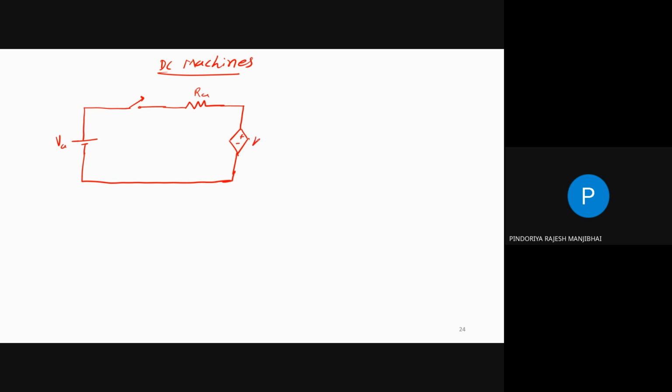So this is the back EMF, so we can say KE into omega. Okay, and this is a simple switch. So this is a simple equivalent circuit of the DC machines. So we can say current I is flowing. Correct?